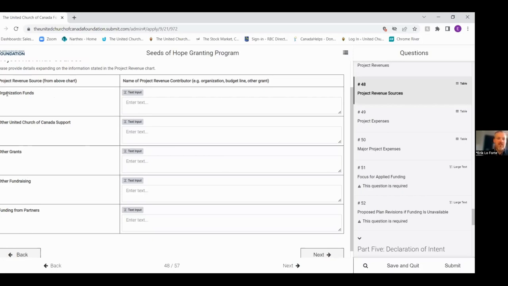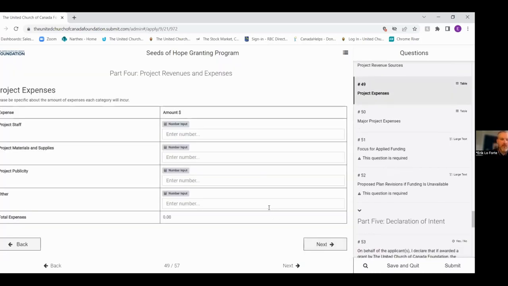So if you said in the previous table you had $5,000 in organizational funds, you might here say that is coming from, for my example, the camping renovation fund that we have. The other grants, you said you expect $10,000 or you've requested $10,000 of your budget from there. And here you can say that money is coming from my local community foundation granting program, or from my municipality's granting program. So that's where you tell us there.